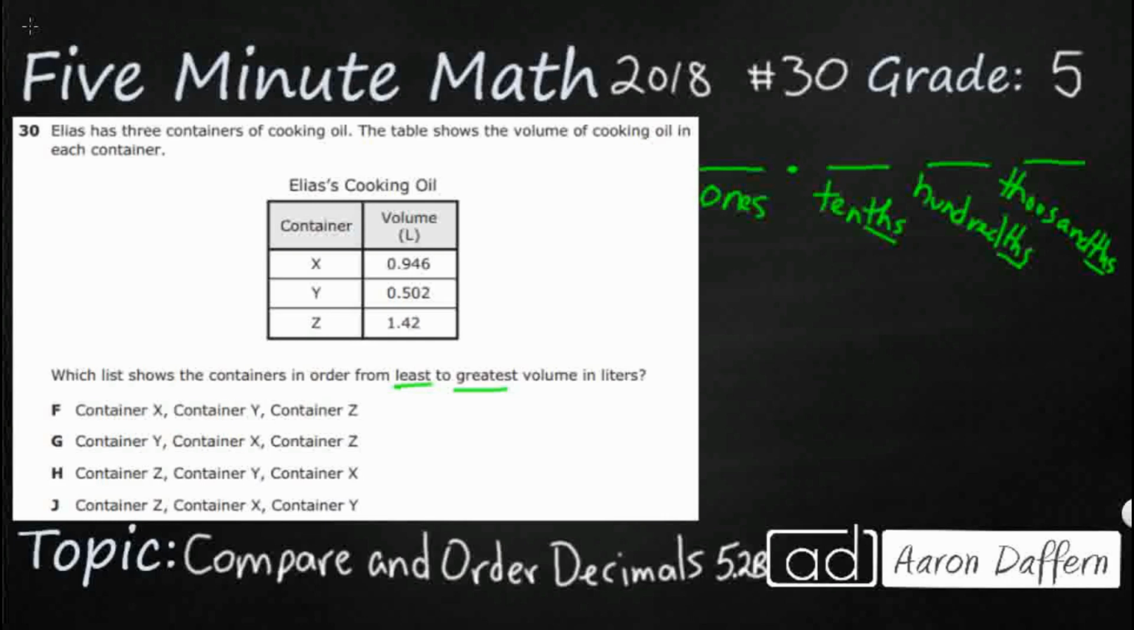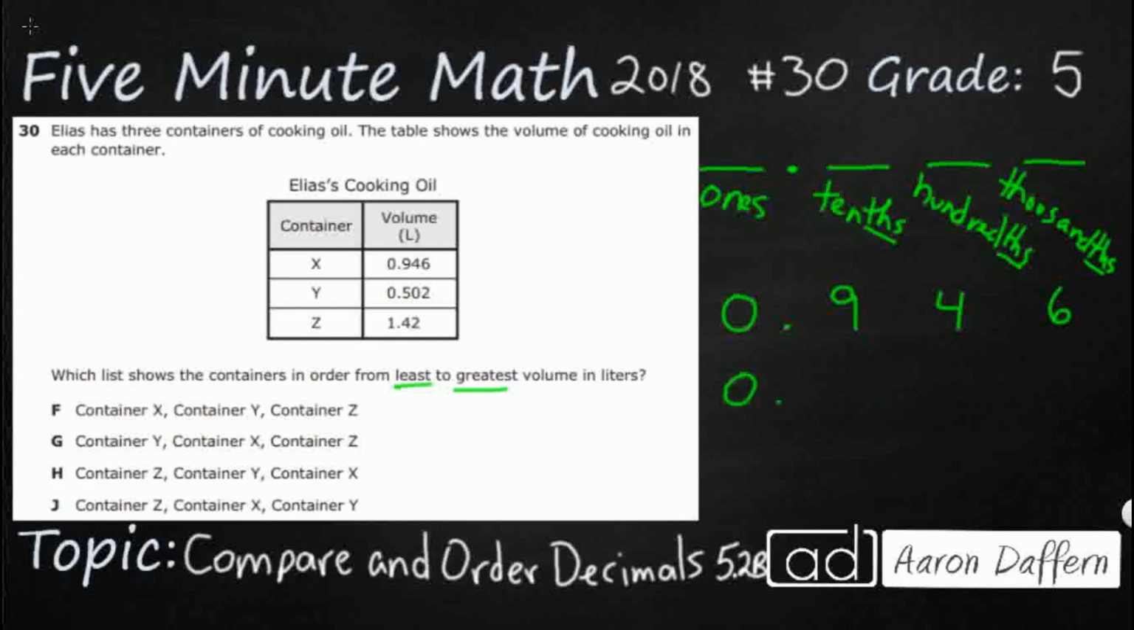So let's start putting our numbers underneath here. We've got 0.946. So we're going to read this 946, and then you say the place value name, thousandths. So that's 946 thousandths. You don't really have to say 0 point or 0 and. You can just say 946 thousandths. You have to say the ones place if it's something other than 0.